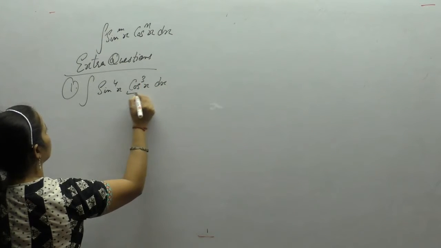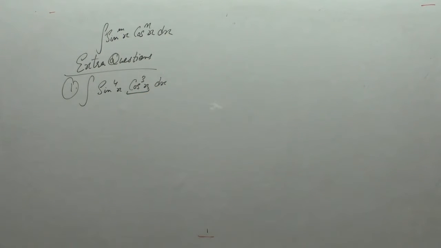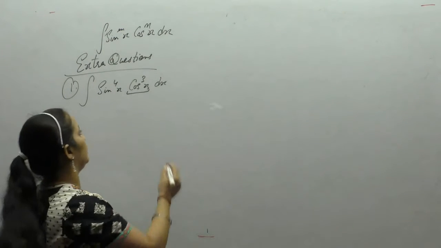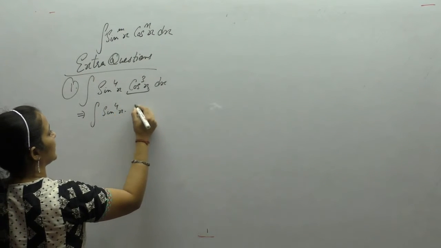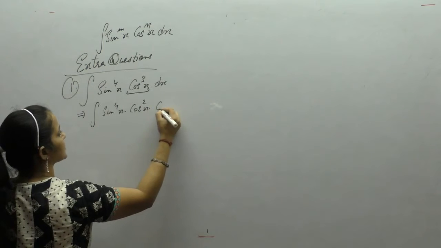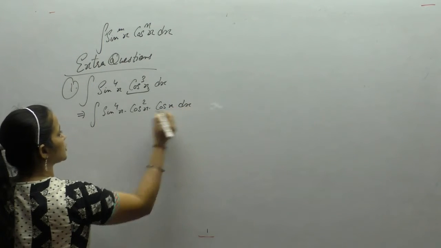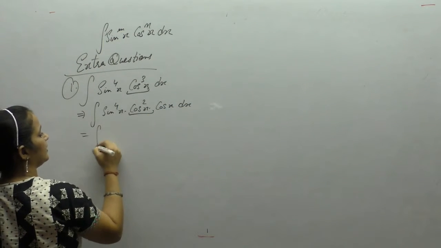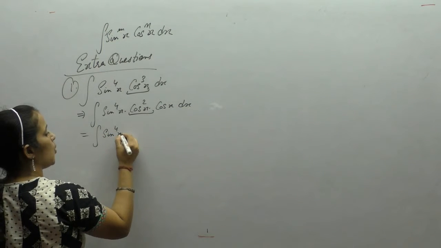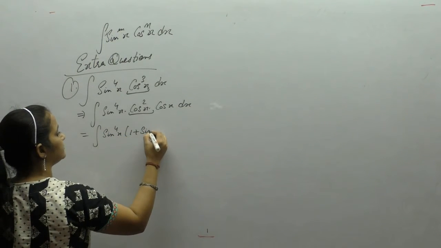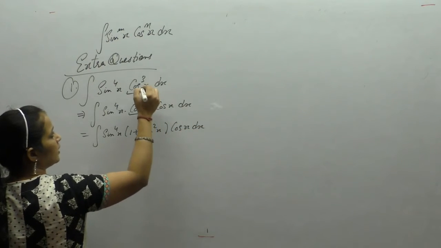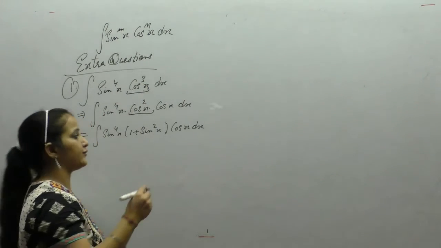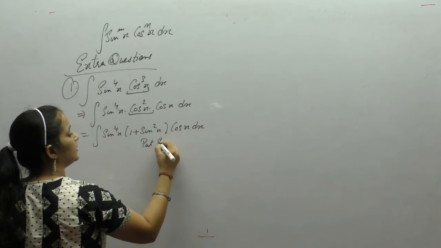Here the power of cos x is odd. So what we do here, we put sine x as t. But before putting sine x as t, we write cos cube as cos square x into cos x. Instead of cos square x, we use the identity cos square x is equal to 1 minus sine square x. Now since the power of cos is odd, we have to put sin x as t.